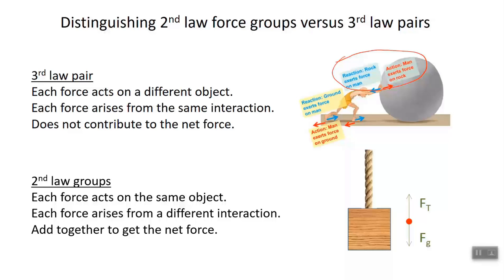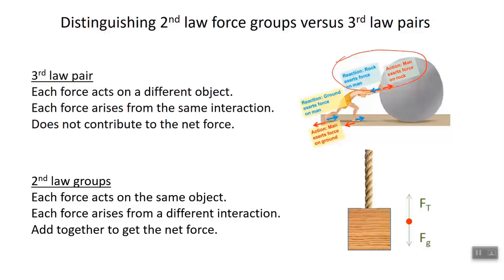I say second law groups because there can be more forces involved, and so I shouldn't say pairs, I should say groups. There might be friction, there might be air resistance. You have to consider all of them and add them up. We've already done some examples where there are three forces that make a Newton's second law group. That hopefully clears up some subtlety between Newton's second law and third law.